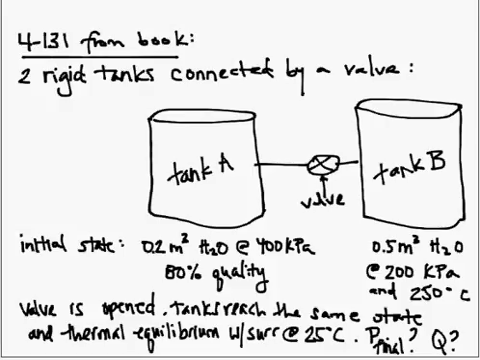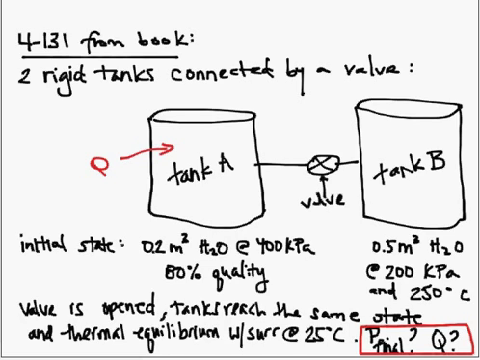The initial state of the tanks are given, so we have 0.2 cubic meters of water at 400 kPa and 80% quality in tank A, and we have 0.5 cubic meters of water at 200 kPa and 250 degrees C in tank B. We're then told that the valve is opened and the tanks reach the same state and thermal equilibrium with the surroundings at 25 degrees C. And what the question asks us is, what is the final pressure and what is the total heat transferred to or from the system?